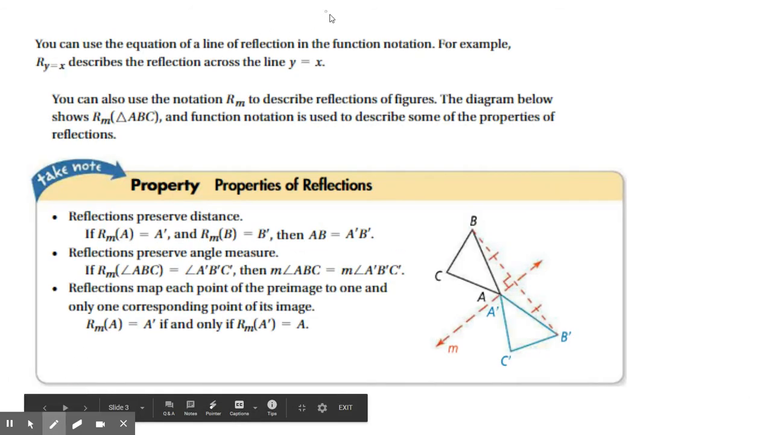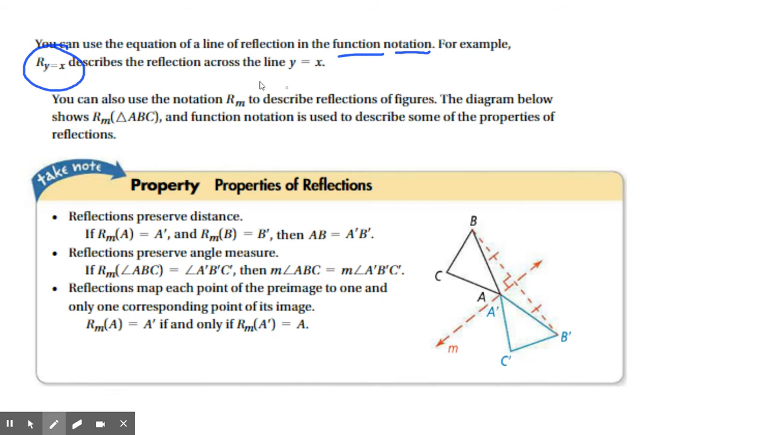Okay, so again, just to emphasize this function notation, R y equals x is a reflection across the line y equals x. And again, you might see R with an object in the parenthesis. That means you're going to reflect that object across the line, written as a subscript. So some properties here. Again, reflections preserve distance. Reflections preserve angle measure.